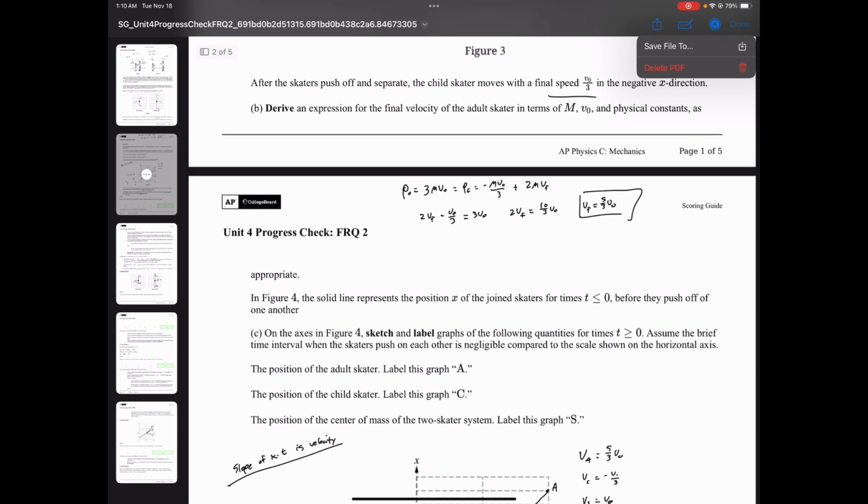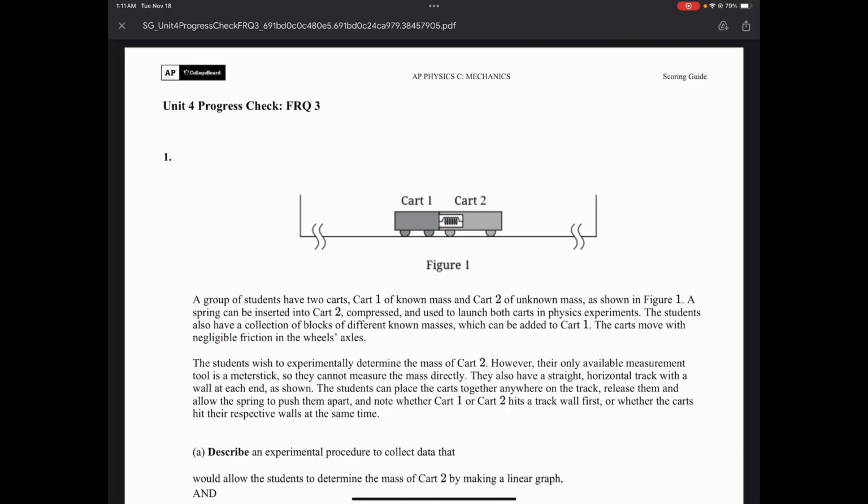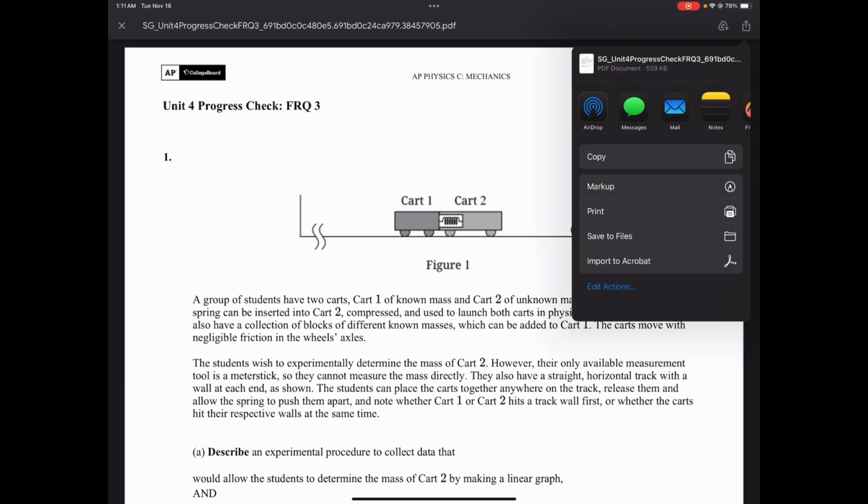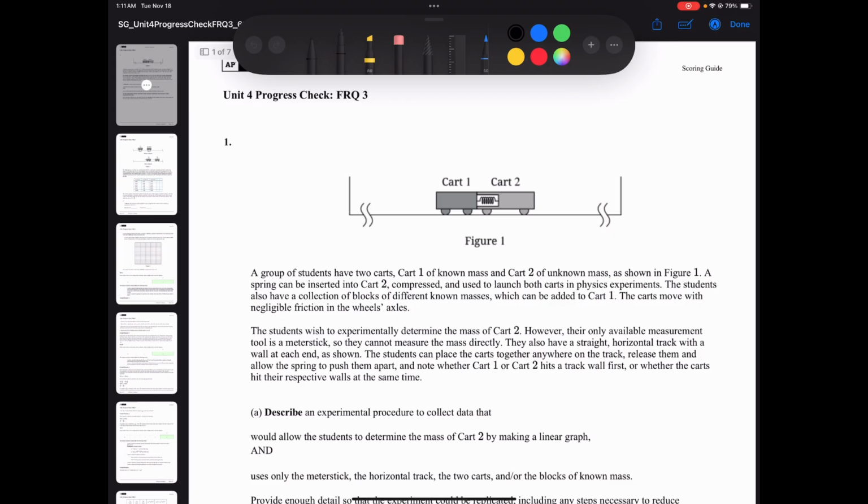So now let's look at number 3. This is one of the lab questions, so in the interest of time, I'm just going to pull up the scoring guideline. And I want to mention something that's actually important about this problem. So here we have a group of students.